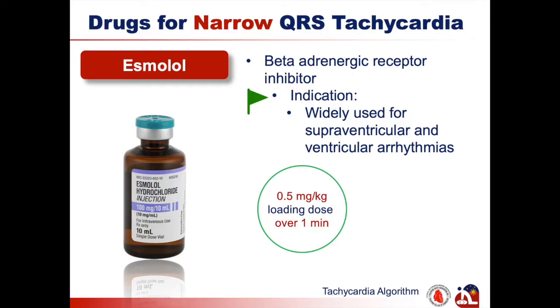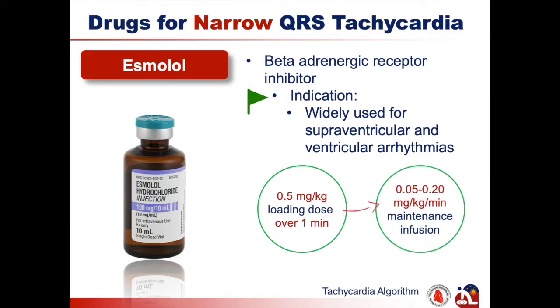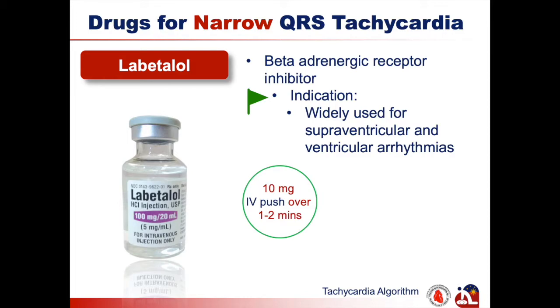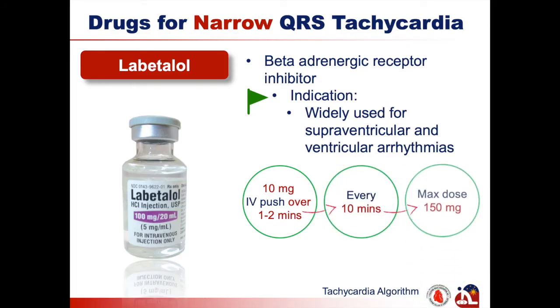per kilogram IV over 1 minute, and then followed by 0.05 to 0.2 mg per kilogram per minute as maintenance infusion. Another example is labetalol, which you can give at an initial dose of 10 mg slow IV push over 2 minutes, and may be repeated every 10 minutes until you reach a total maximum dose of 150 mg.